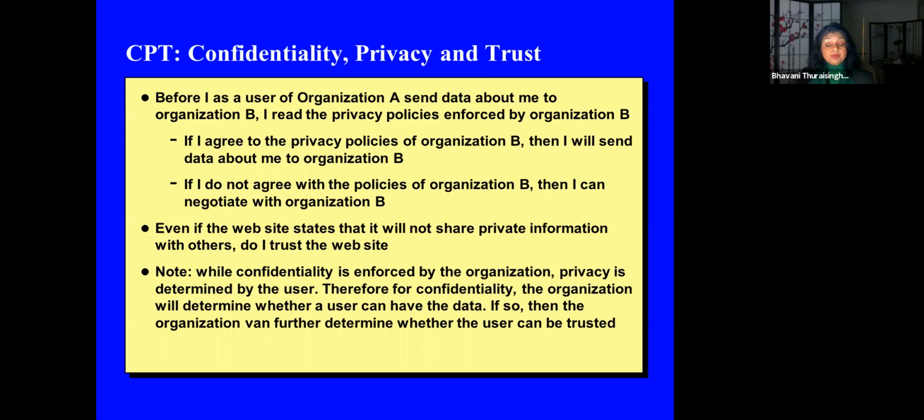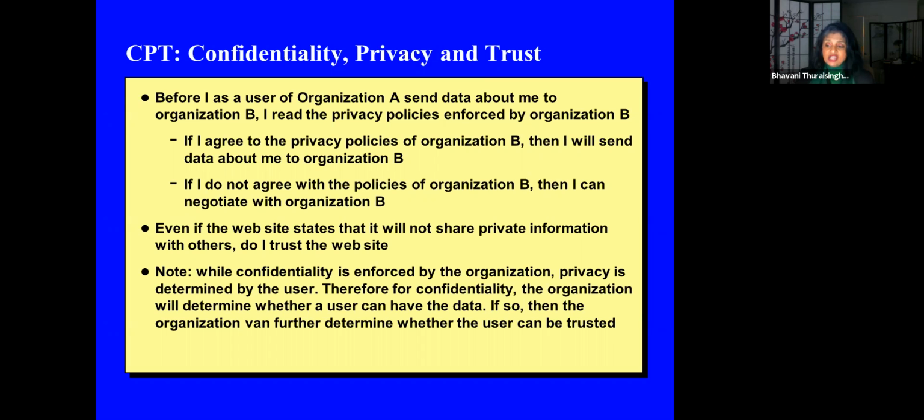Now, even if the website states that it will not share private information, do I trust the website? That's another question. That's where trust comes in. It says, here are my policies, but do I trust the website to enforce those policies? And then confidentiality is the opposite. Confidentiality is enforced by the organization. Privacy is determined by the user.